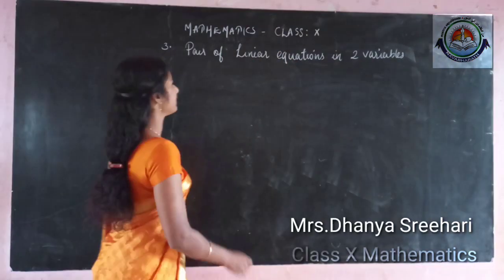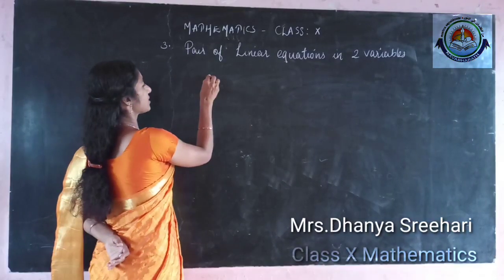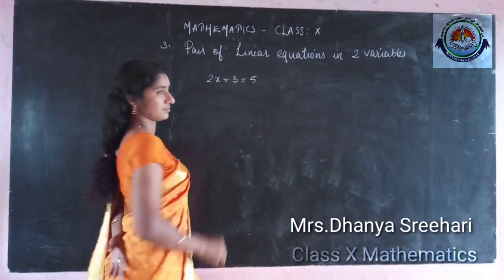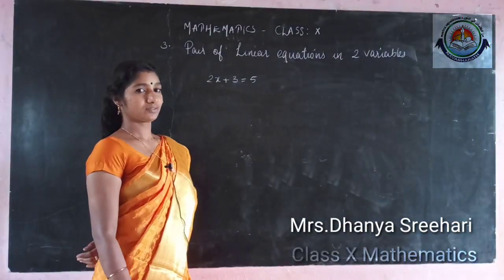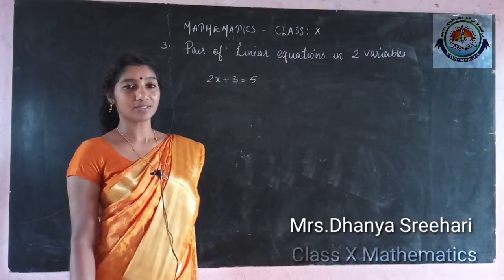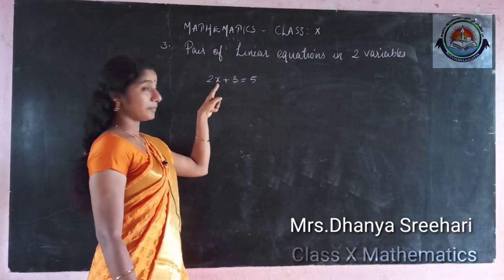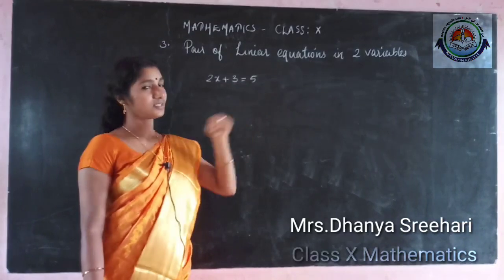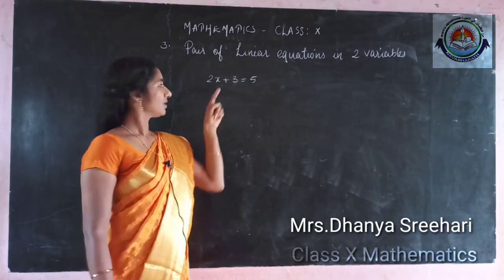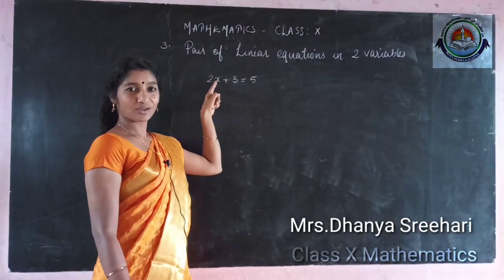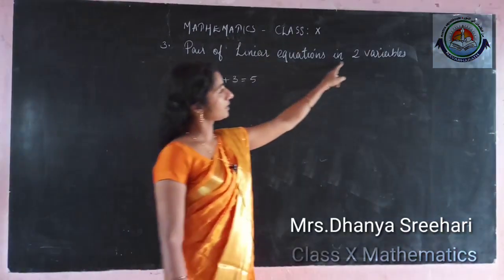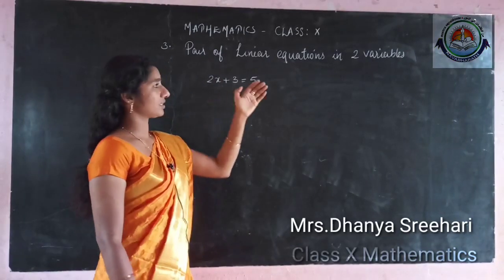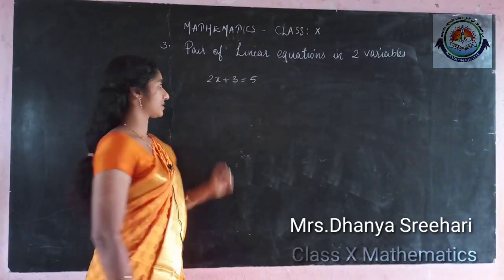A linear equation means, see one example, 2x plus 3 is equal to 5 is a linear equation. Why are we calling it a linear equation? Because the variable's power is 1. How many variables are there in this equation? One variable only, x only. See our chapter name, linear equations in two variables. So we are going to study by using two variables.